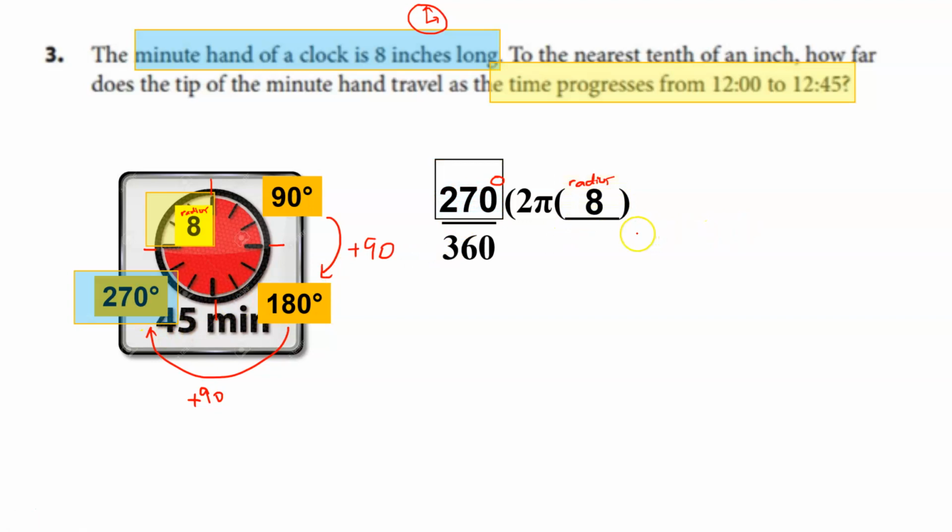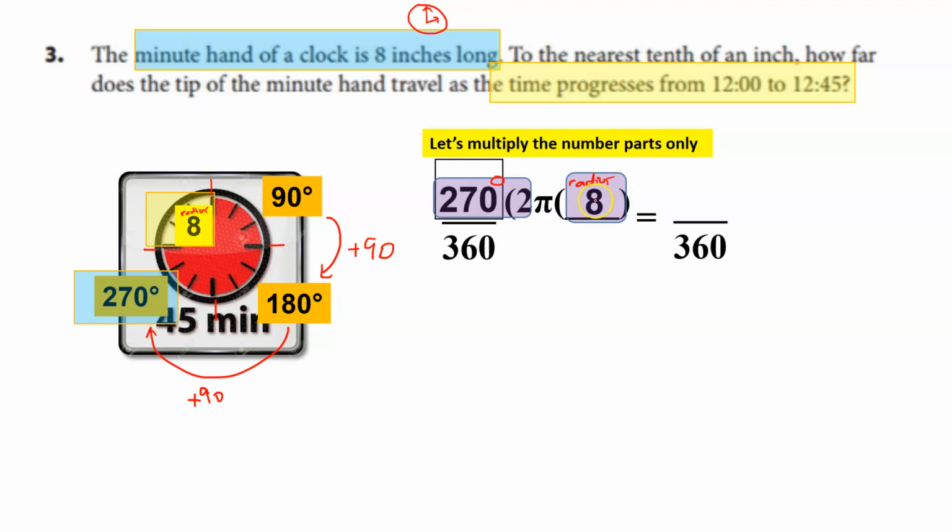So we'll do this yet again. Let's go ahead and multiply 270 times 2 times 8. Let's multiply the number parts only. So that would be 4,320. Wow, that's a really big number. Let's go ahead and work out when we divide 4,320 divided by 360. What would that be? Notice how I still keep the pi. And unpause. Hopefully you calculated that out to be 12 pi.